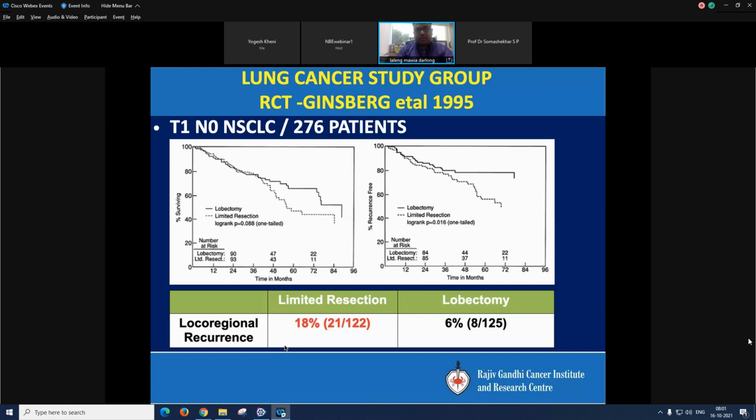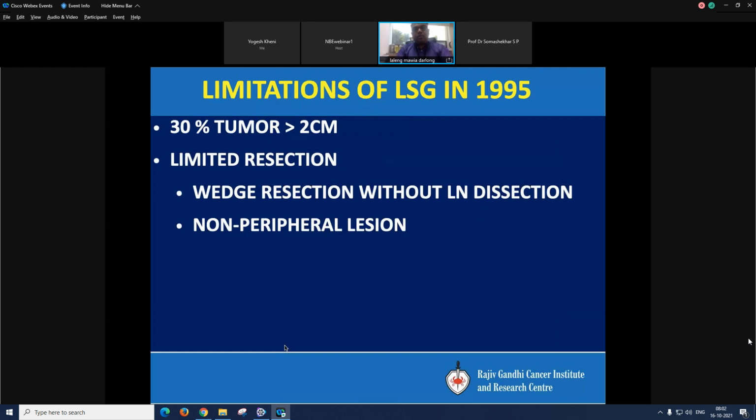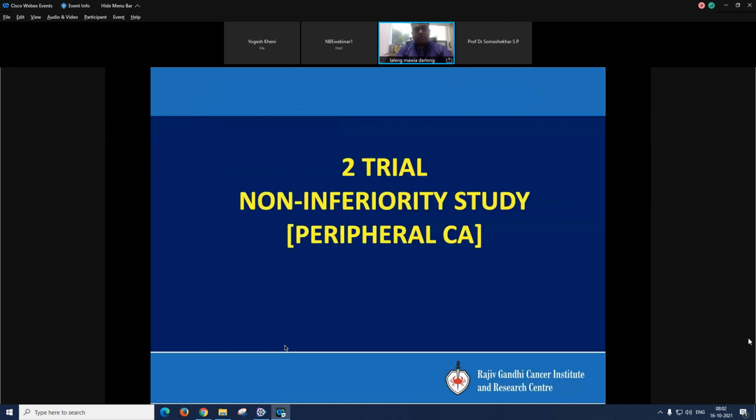So this is the basic study which established that in lung cancer, lobectomy should be the gold standard and the minimum should be done in terms of local control. However, there were limitations in this study. About 30% of the tumors were more than 2 centimeters. And the resection varied because some had done just wedge resection with no lymph node dissection. And it was being used even for non-peripheral lesions. So the margin was in doubt.